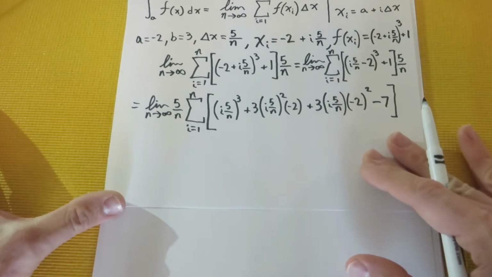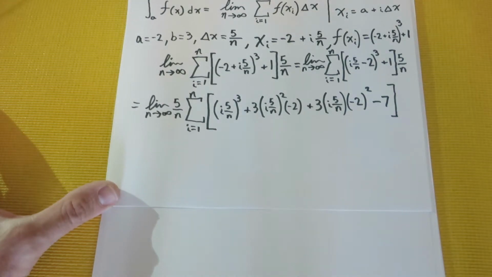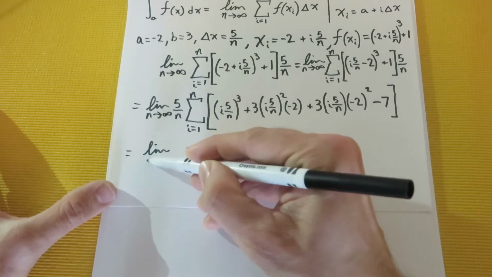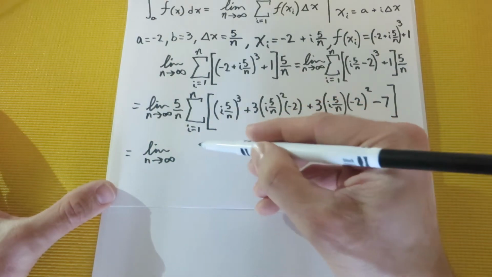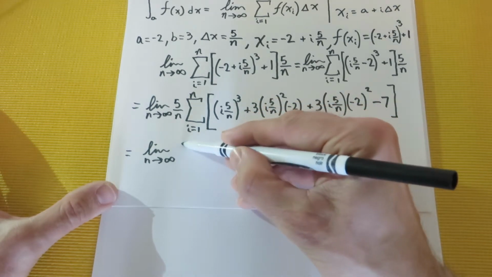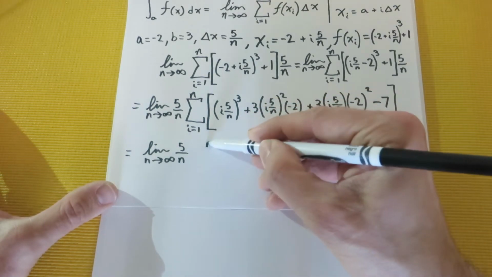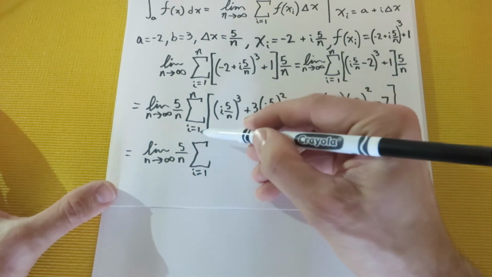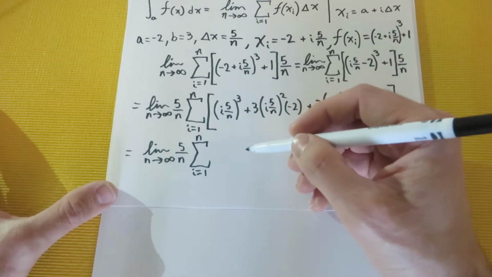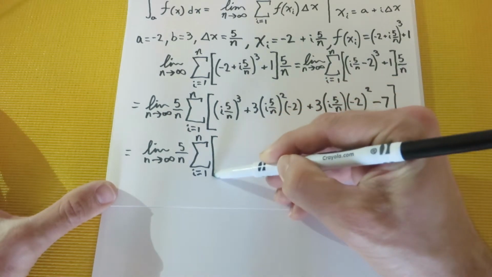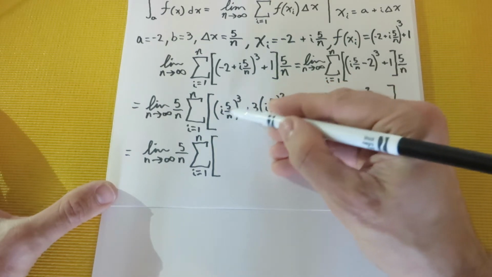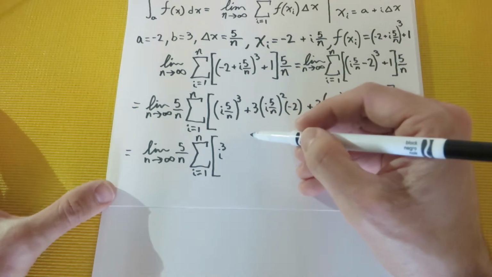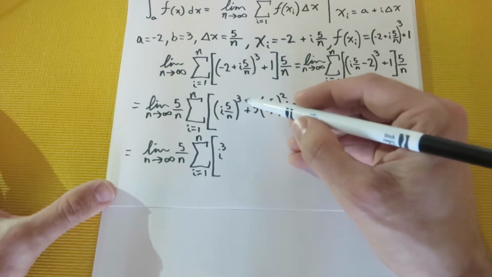And then we can clean this up a little bit. This is going to equal the limit as n approaches infinity. We'll keep our 5 over n out front here for the moment. The sum from i equals 1 to n of, keep our brackets, and this is going to be i cubed, and then we'll just distribute our cubed here.